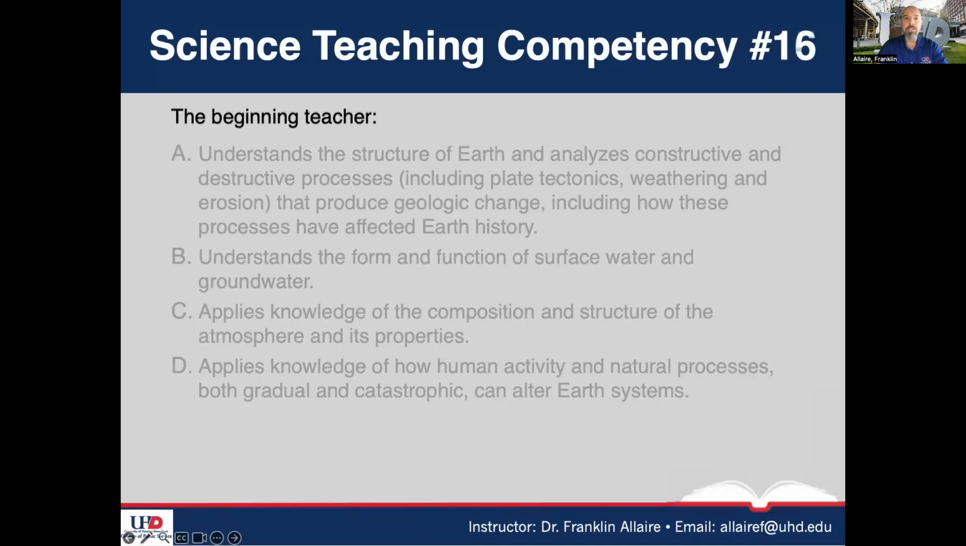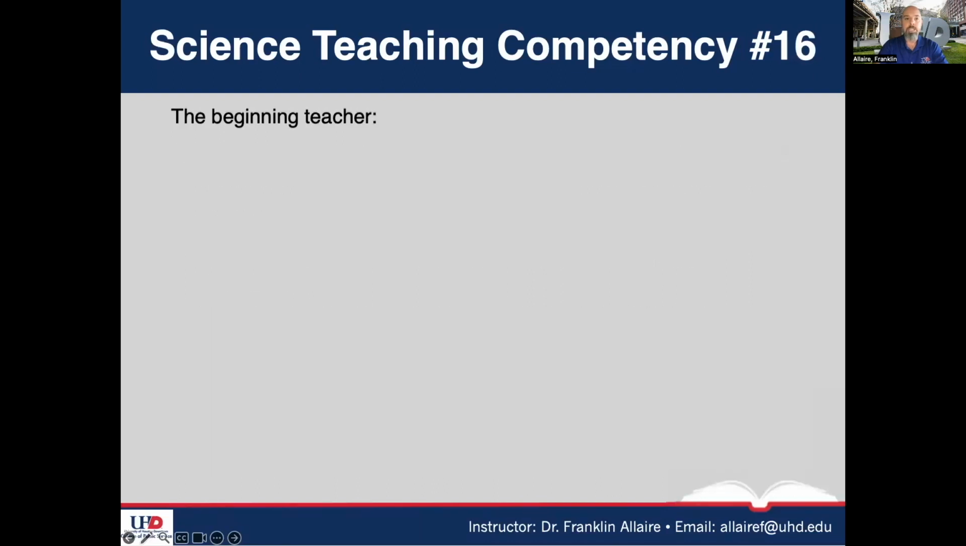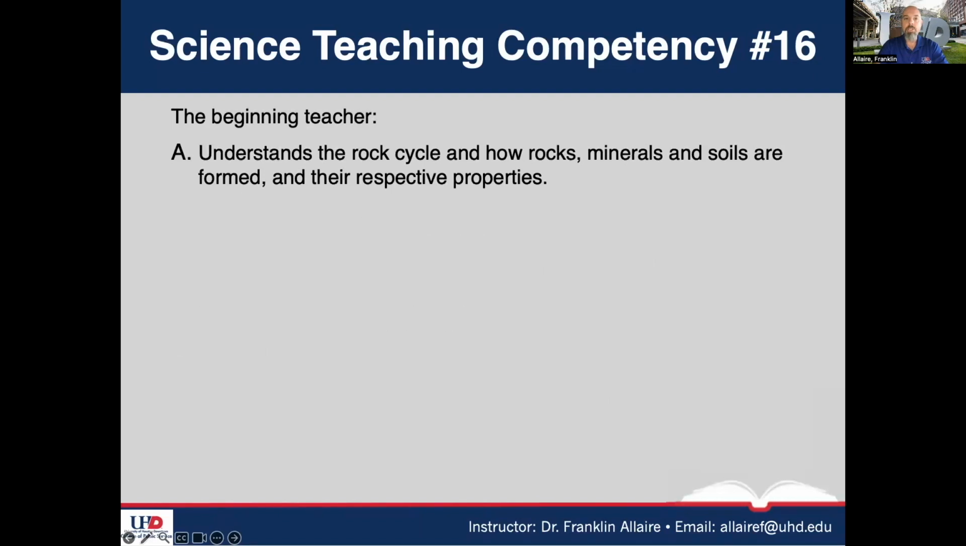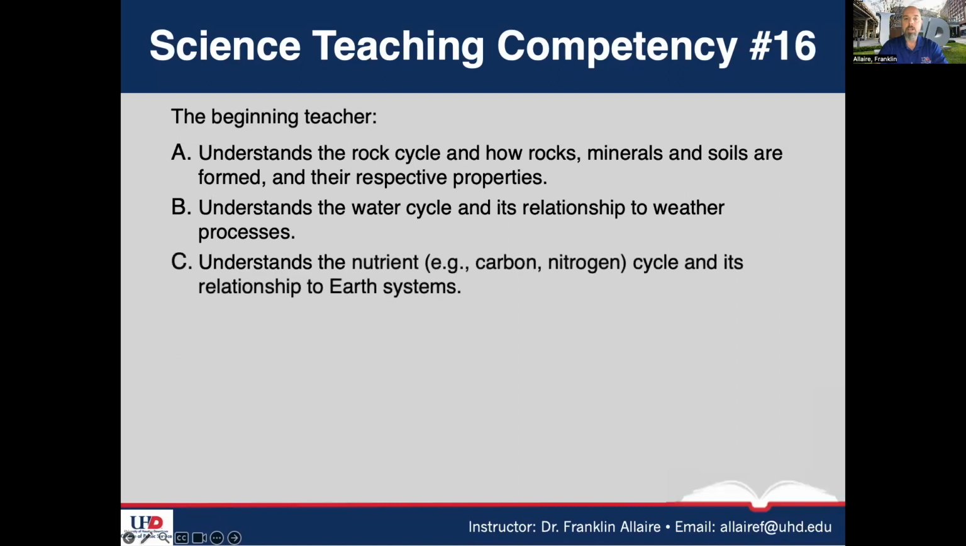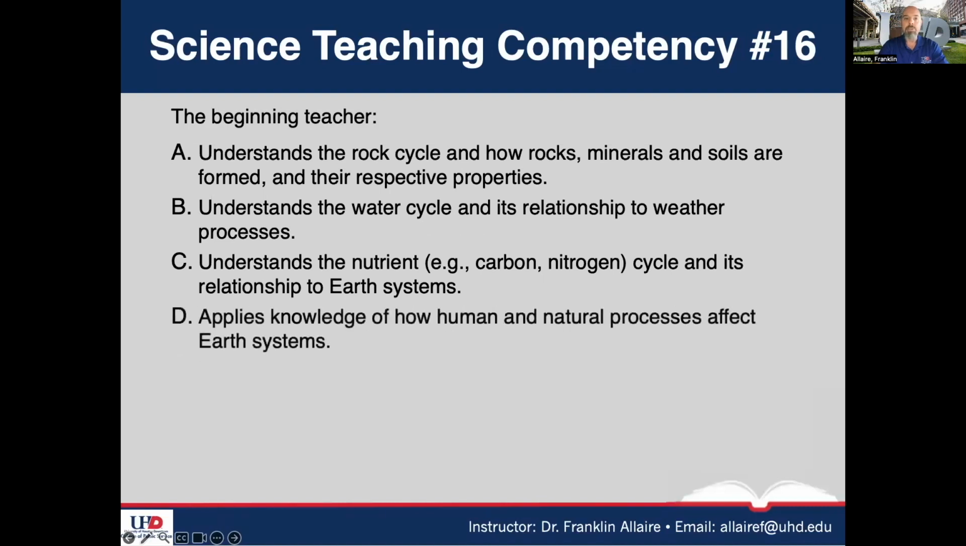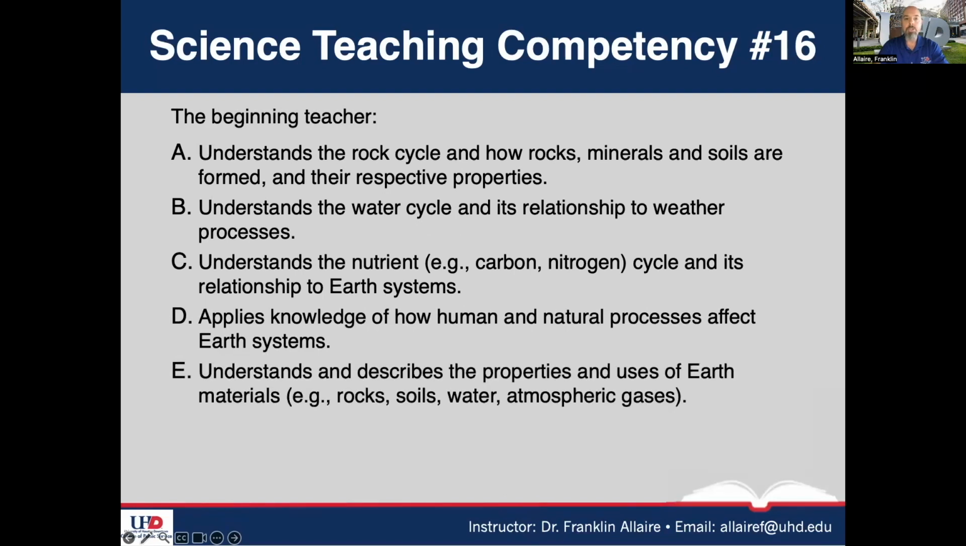The sub-competencies for Science Teaching Competency 16 read, the beginning teacher understands the rock cycle and how rocks, minerals, and soils are formed and their respective properties. Understands the water cycle and its relationship to weather processes. Understands the nutrient cycle, such as carbon and nitrogen, and its relationship to Earth systems. Applies knowledge of how human and natural processes affect Earth systems. And finally, understands and describes the properties and uses of Earth materials, such as rocks, soils, water, and atmospheric gases.